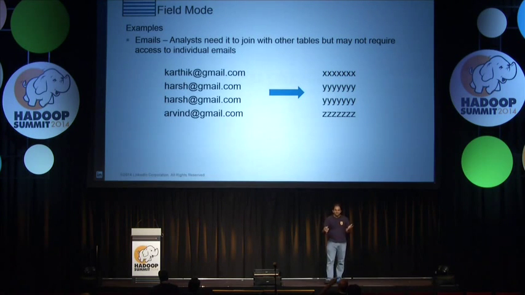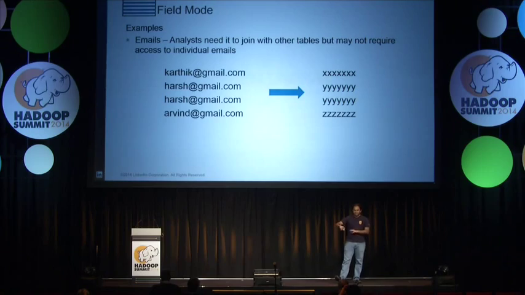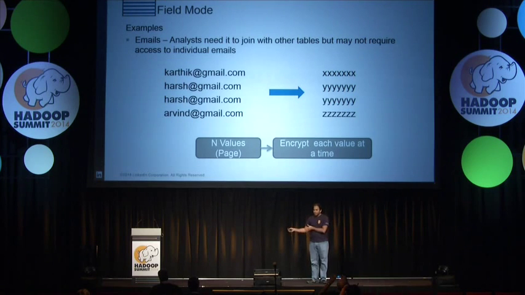For example, let's say this is some kind of activity table, and you have the email address. You see the second and third values are the same, so they map to the same encrypted value. Again, this is not proper encryption. If you were doing proper encryption, it wouldn't happen. But we are intentionally doing it this way so that we can join with the other dimension tables. Basically, how you do it in Parquet is you take the n values that constitute a page and encrypt each value at a time.